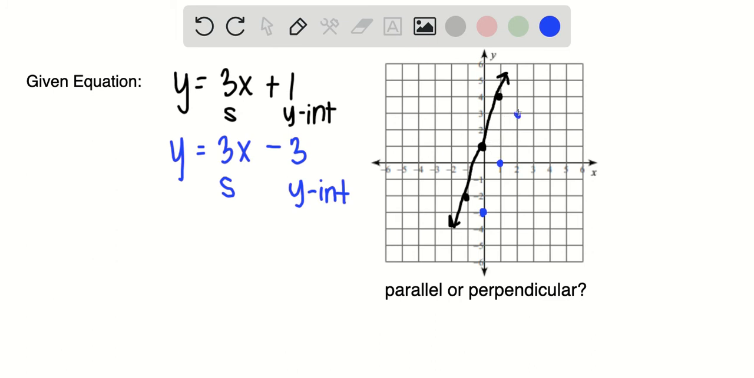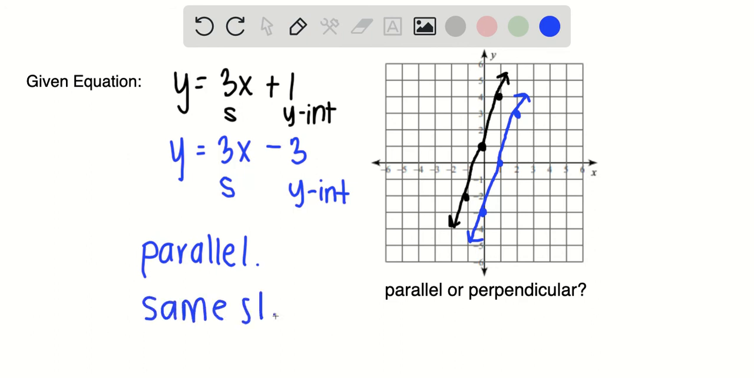Rise 3, 1, 2, 3, run 1. And right here you can actually tell that these two lines, when drawn correctly, sorry for that little error, are parallel. One way to know is that they have the same slope. So if two linear equations have the same slope, they are going to be parallel.